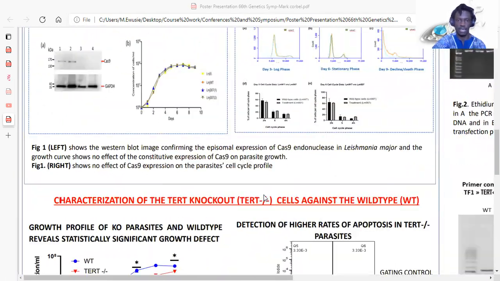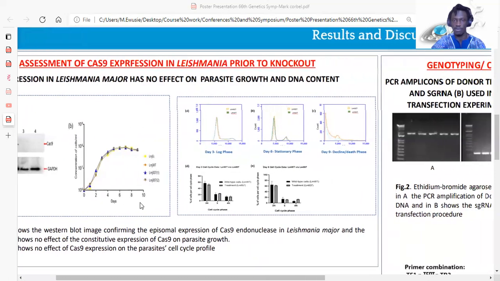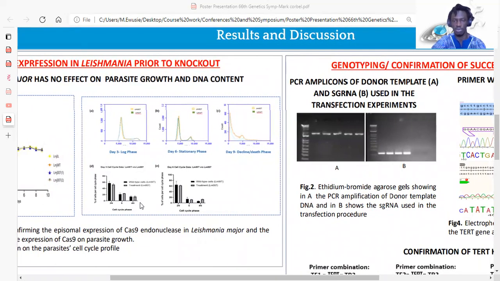So the first result we have here in figure 1 is the constitutive expression of Cas9 as detected by Western blot, with GAPDH as our loading control. Having observed the constitutive expression of Cas9, we went on to do a growth curve analysis of this parasite against the wild type cells, and we found no significant effect on the growth, just as was reported in 2017 by Beneke and colleagues. We went further to study the effect of the Cas9 gene on the Leishmania cellular profile. Once again, we found no effect on the cellular profile of the parasite, indicating that the Cas9 had no effect whatsoever on the parasite.